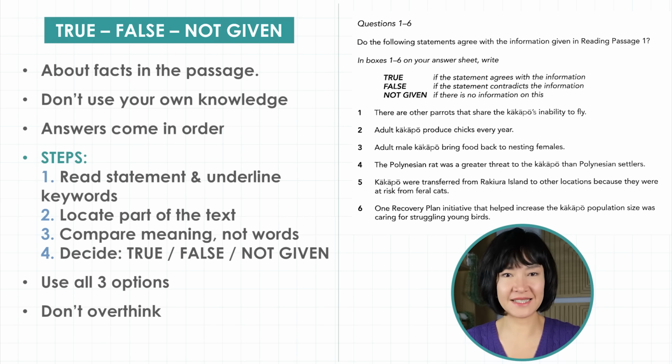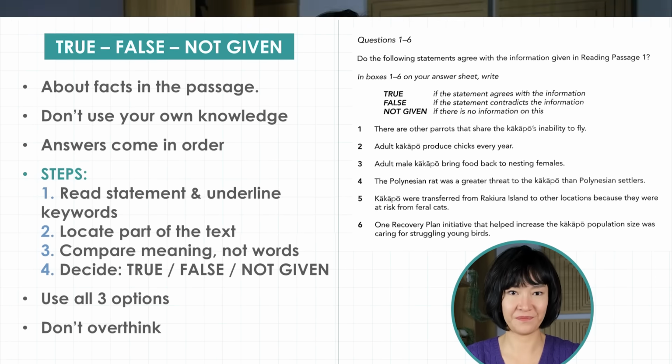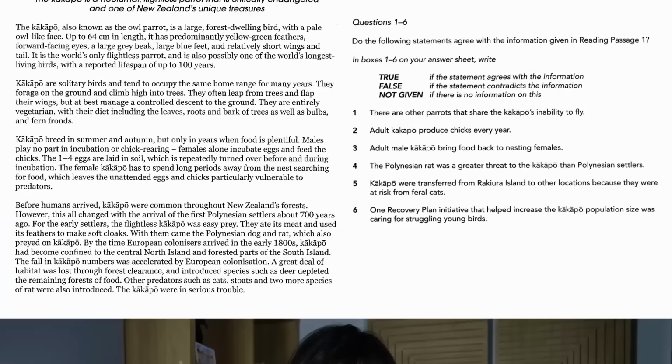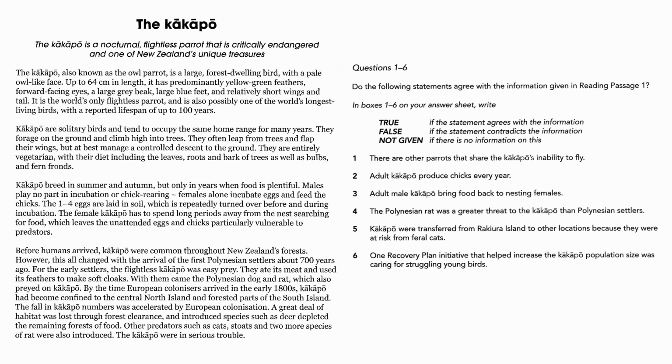If it's basically the same, it's true. If it's clearly different, it's false. If you generally can't tell if it's true or false, it's not given. But of course, all these strategies only work if you apply them in practice. So let's solve a couple of questions together. To save some time, let's only solve number 1, 2, 4, and 5. You'll see why in a second.